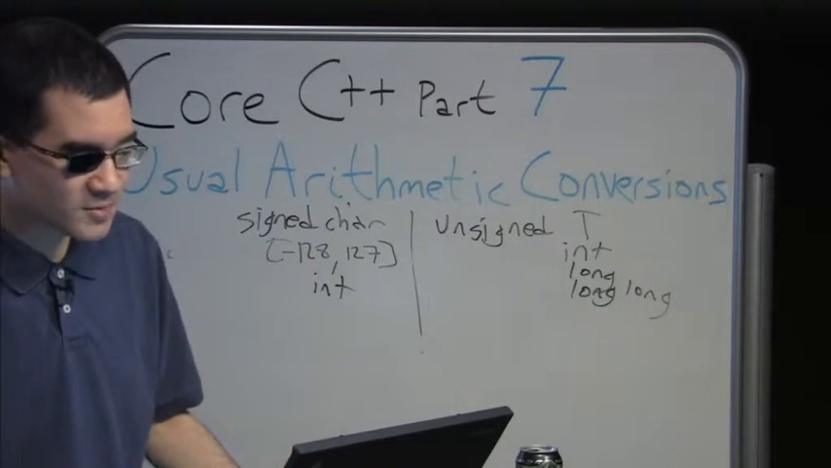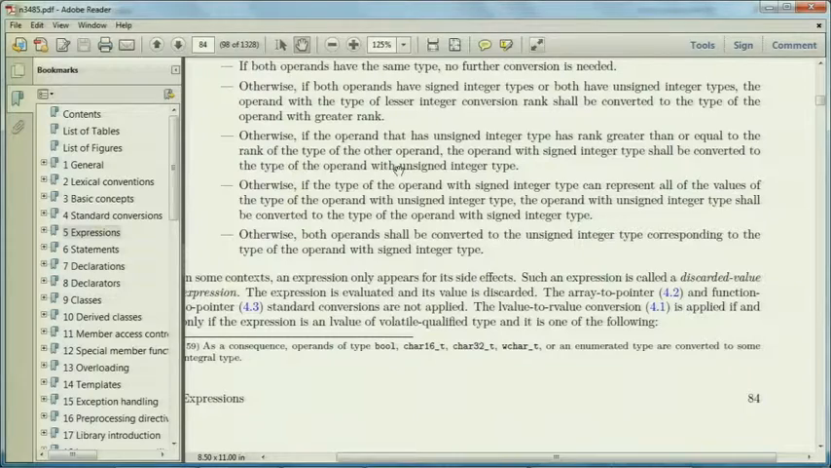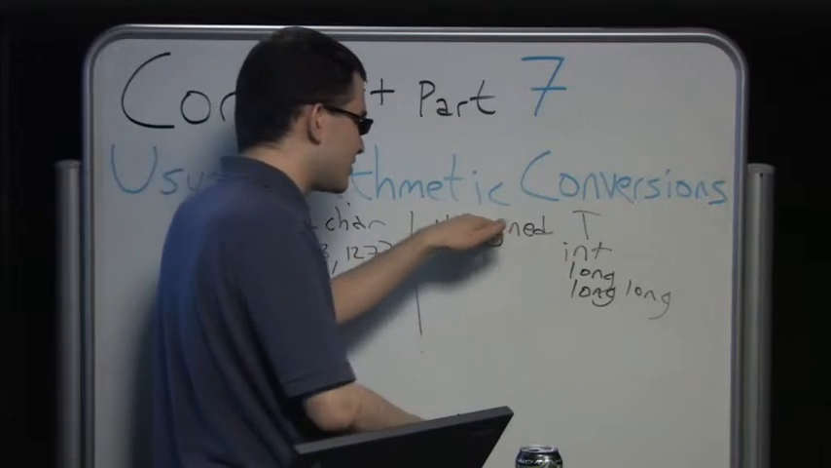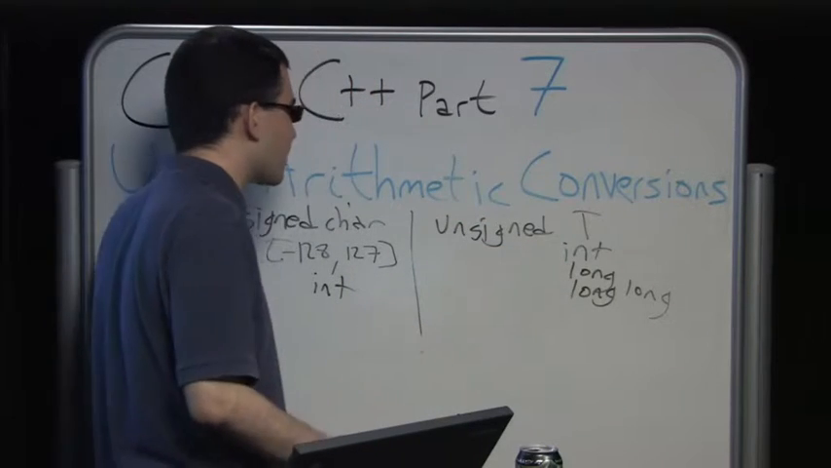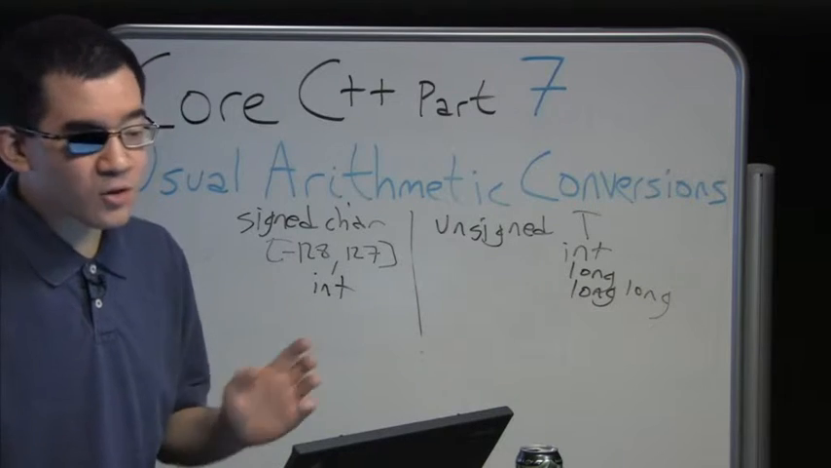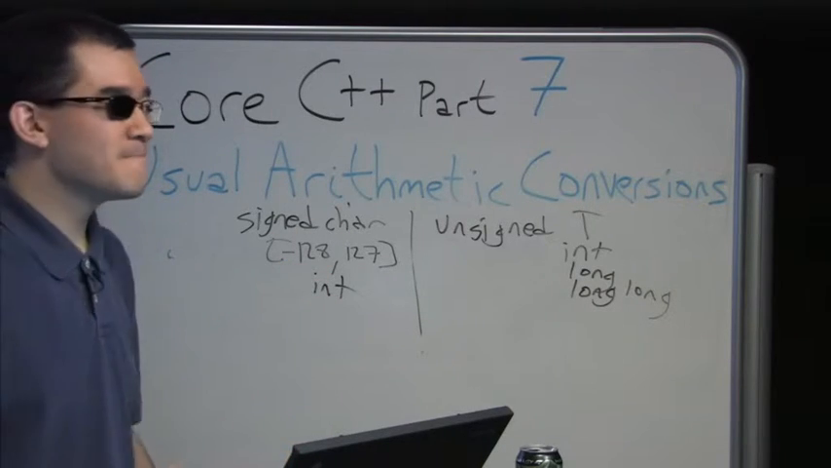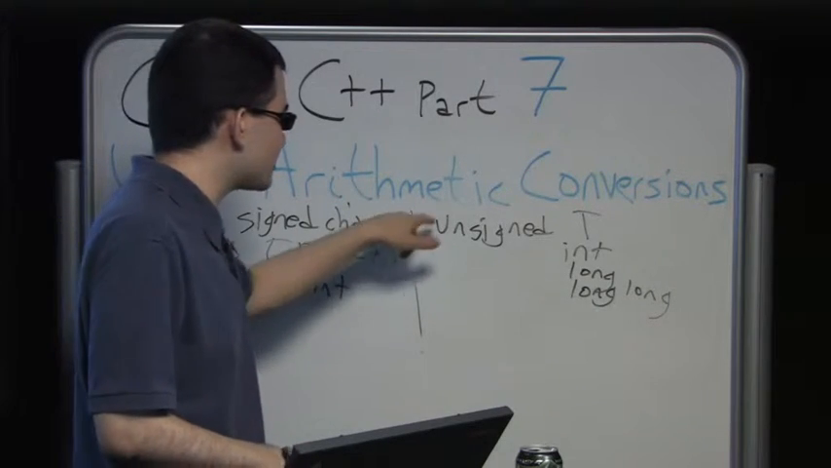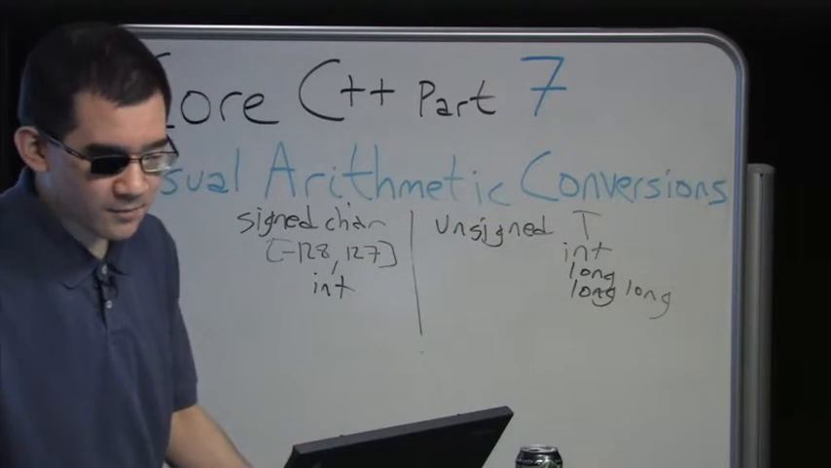Okay, so next bullet point. If they both have the same type, we're done. But they're different. This is signed int, and whatever this is, it's unsigned int, long, or long long. Totally different types. So this bullet point does not activate. Next bullet point, otherwise if they're both signed or both unsigned. No, this one is signed int and this one is unsigned something. Next bullet point.